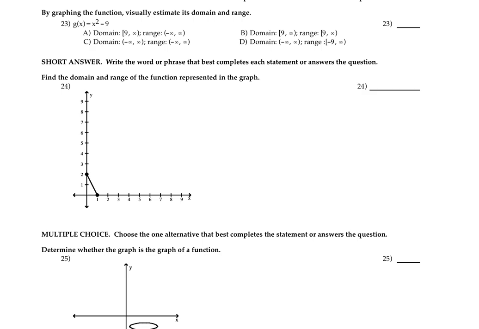24 is another domain and range question. The one thing I would tell you here is this does not go on forever. There's no arrows at the end. So it stops at those two distinct points and doesn't go on. Okay, so when you use interval notation here, you're going to use brackets because it's going to go from here to here for domain, and same thing for range.